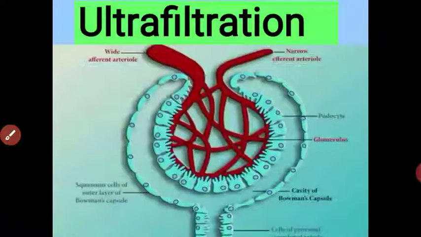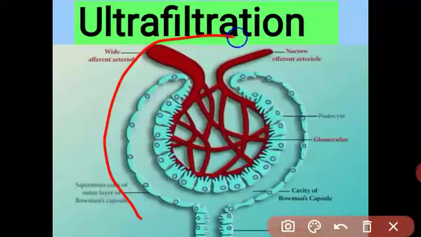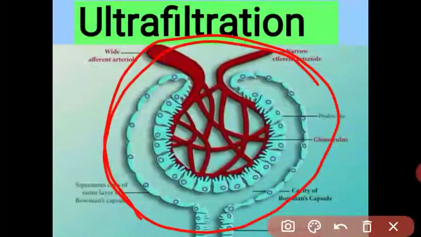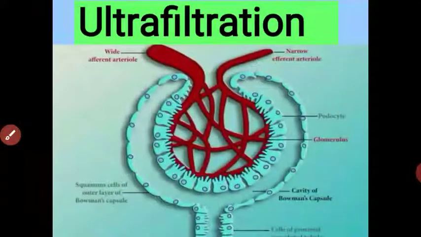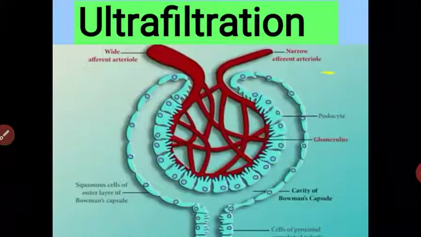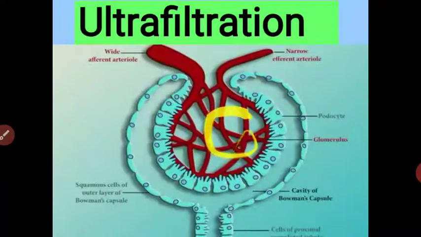See student, I told you this is the Malpighian capsule. This is the afferent arteriole, and this is the efferent arteriole. The afferent arteriole is wider than the efferent arteriole, and when the afferent arteriole enters the Bowman capsule, it is divided into many capillaries.